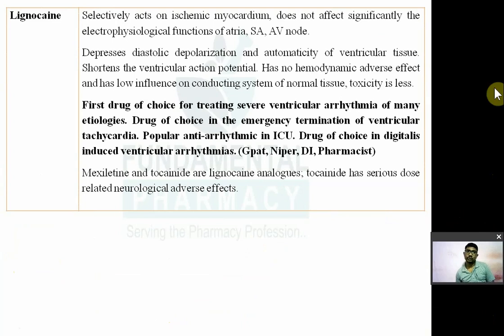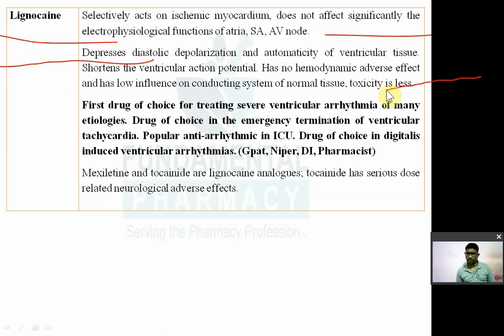Our next class is class 1B, in which you have lignocaine. Lignocaine is again a local anesthetic and a membrane stabilizer. It selectively binds to the ischemic myocardium and does not significantly affect the electrophysiological function of the SA and AV node. It depresses diastolic depolarization and automaticity of ventricular tissue, shortens the ventricular action potential, has no hemodynamic adverse effect, and has low influence on the conducting system of normal tissue. Toxicity is less compared to class 1A drugs.